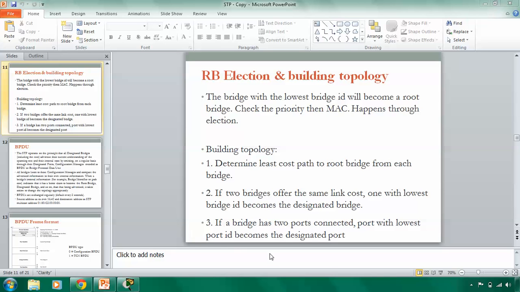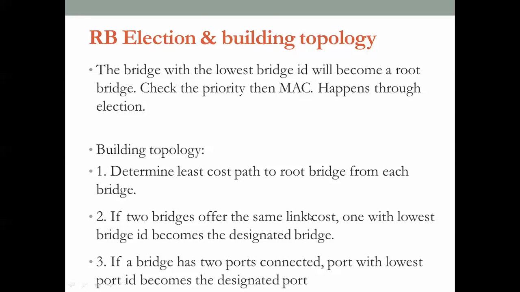In the previous session, we had gone through the various STP terminologies involved, like root ports, BPDUs, etc. So now let's look at the main part of STP, which is root bridge election and building of the STP topology. The bridge with the lowest bridge ID will become the root bridge.